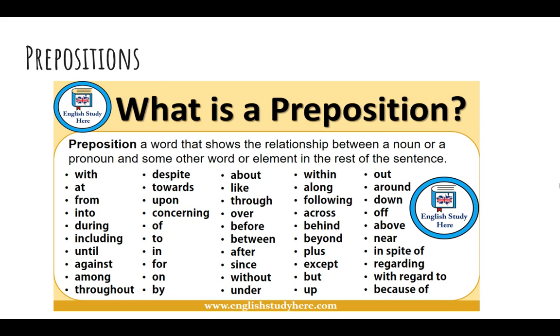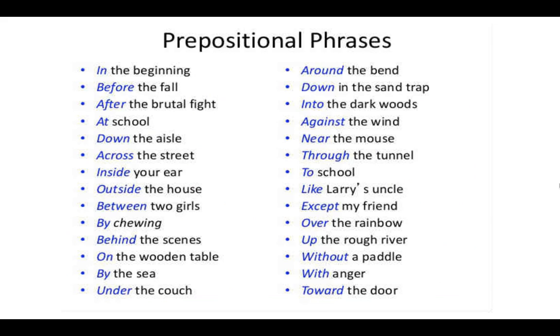So a prepositional phrase is that preposition with the whole relationship. In the beginning, the princess was locked in a tower. So the preposition is in, and the whole prepositional phrase is in the beginning. Before the fall, after the brutal fight, at school, down the aisle. The bride walked down the aisle. So the preposition is down. Down the aisle is the whole prepositional phrase. Okay? We'll do some more practice with these on Seesaw.